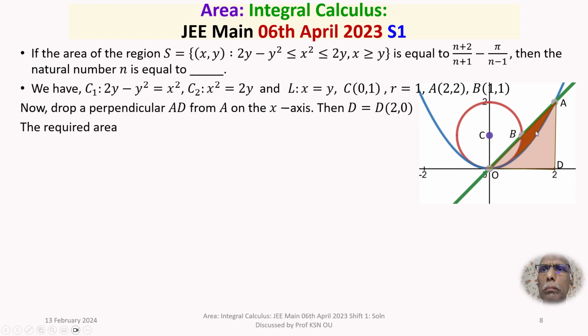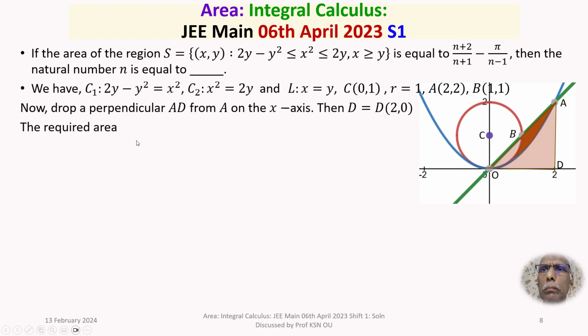To compute the required area, what we do is compute the area of the triangle AOD, that is the right angle triangle. From that, you subtract the area under the parabola, this one, and subtract the area between the line and the circle, this one. Then you will get the area of this one.